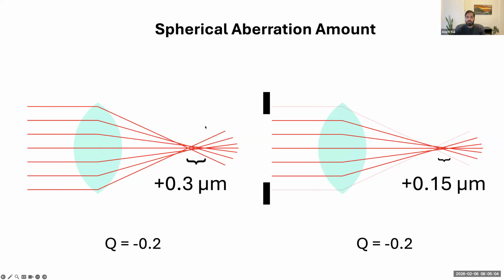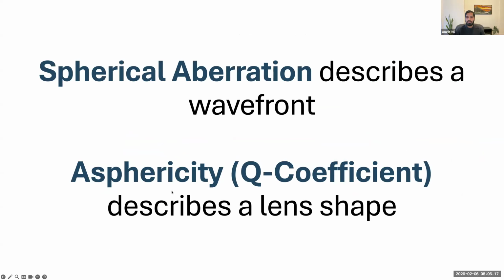The Q coefficient has not changed. We've just changed the aperture size, but the spherical aberration does change. And that's because there are variables like aperture size and refractive index that impact spherical aberration. So in summary, spherical aberration is a wavefront whereas Q coefficient describes a lens shape.